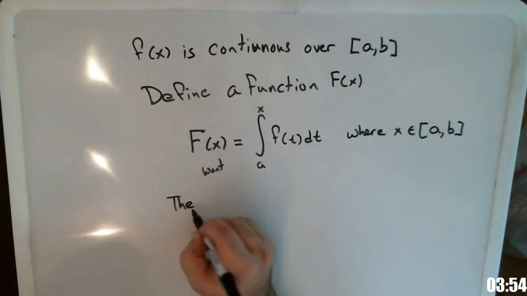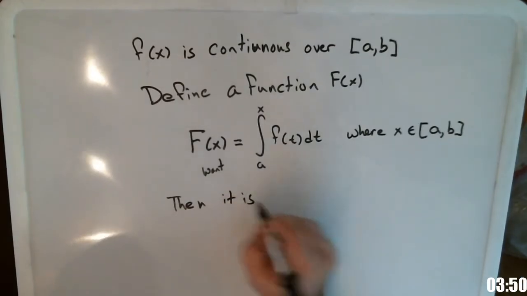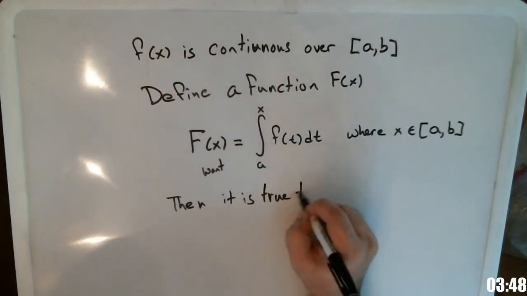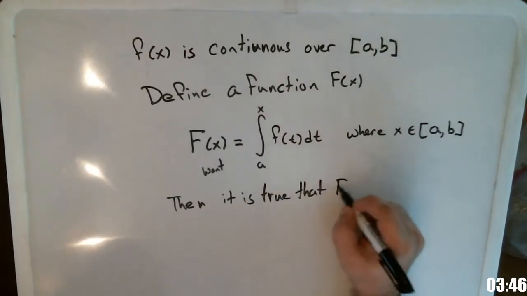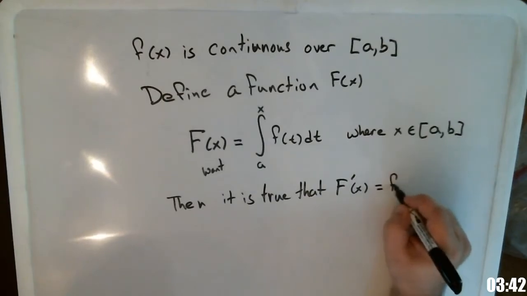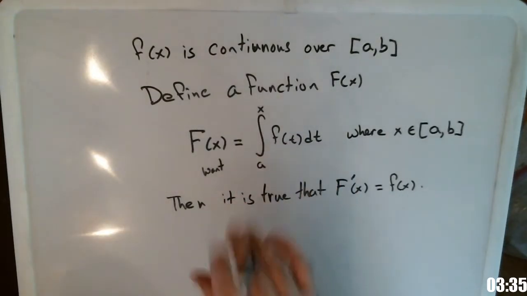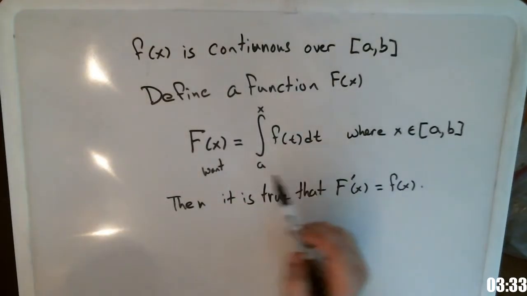Then, what the fundamental theorem of calculus part 1 says, it is true that big F prime of x is the same as little f of x. This is super awesome. Okay?